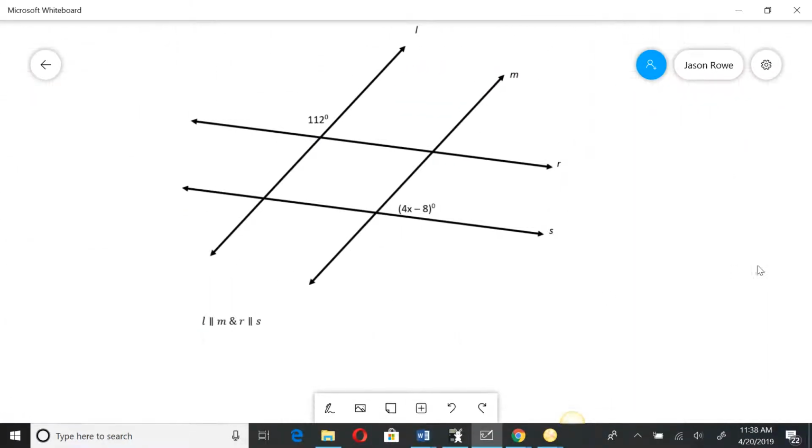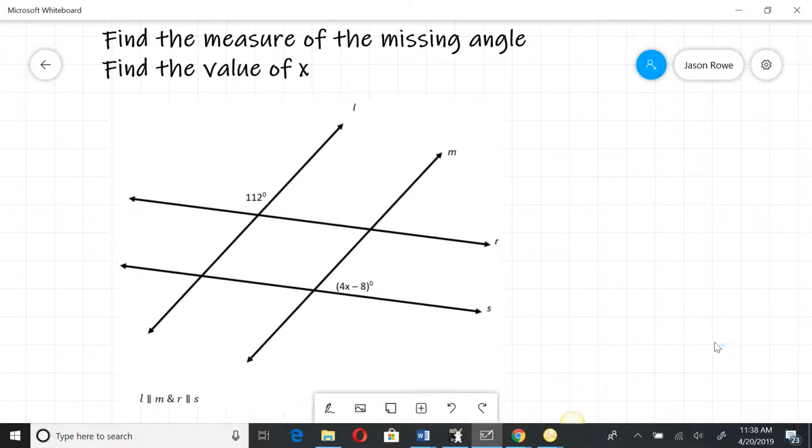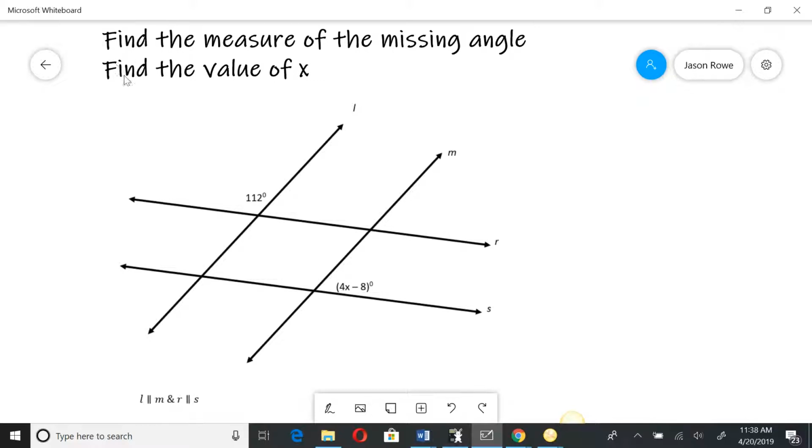Let's look at our last example here. Again, we're going to find the measure of each angle measure, and we're going to find the value of x. And we are told right here that L is parallel to M. So here's L and M. Those two lines are parallel. And we're also told that R and S are parallel. So we've got two pair of parallel lines, with each of the sets of parallel lines being the transversal to the other.